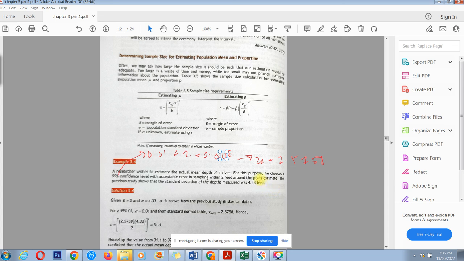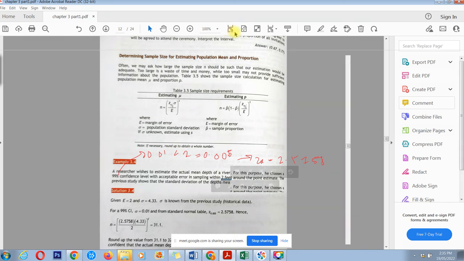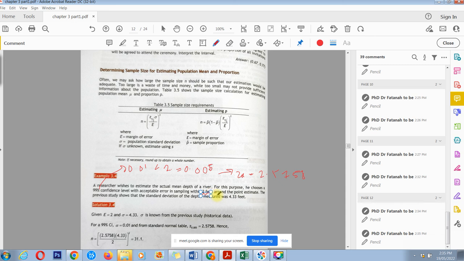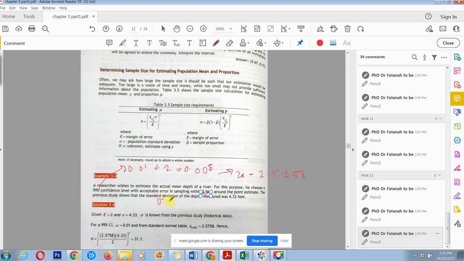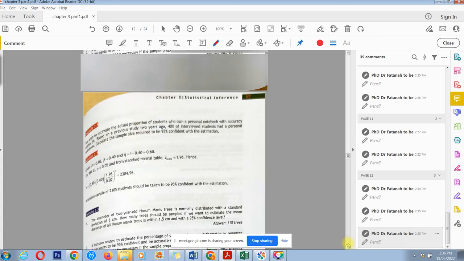E equals 2, the margin of error, around the point estimate, and the previous study tells us the standard deviation is 4.33. So sigma is known from the previous study, and Z alpha over 2 is this, hence we use this formula. Z alpha over 2 times the standard deviation 4.33 over E, which is 2, then square all the value, and we get 31.1.